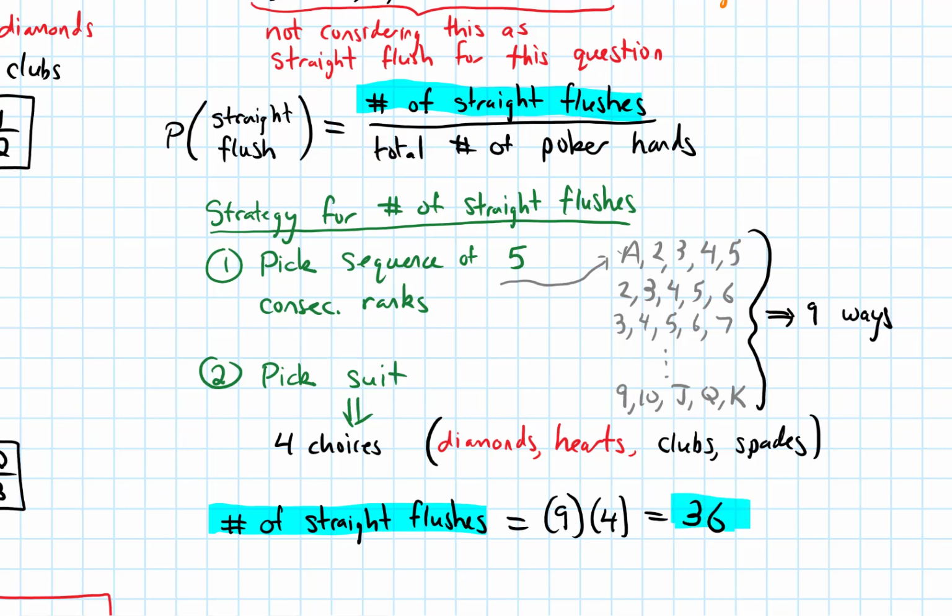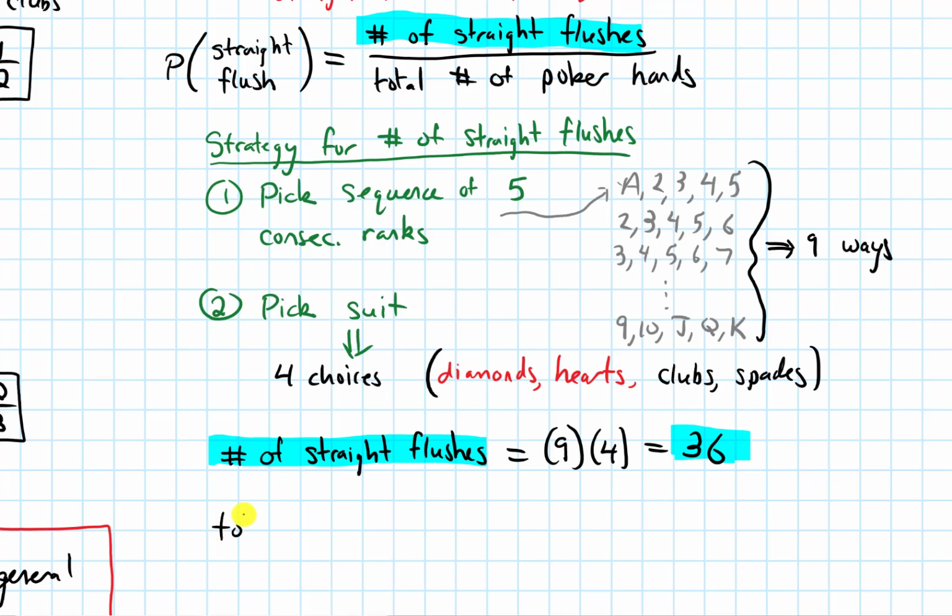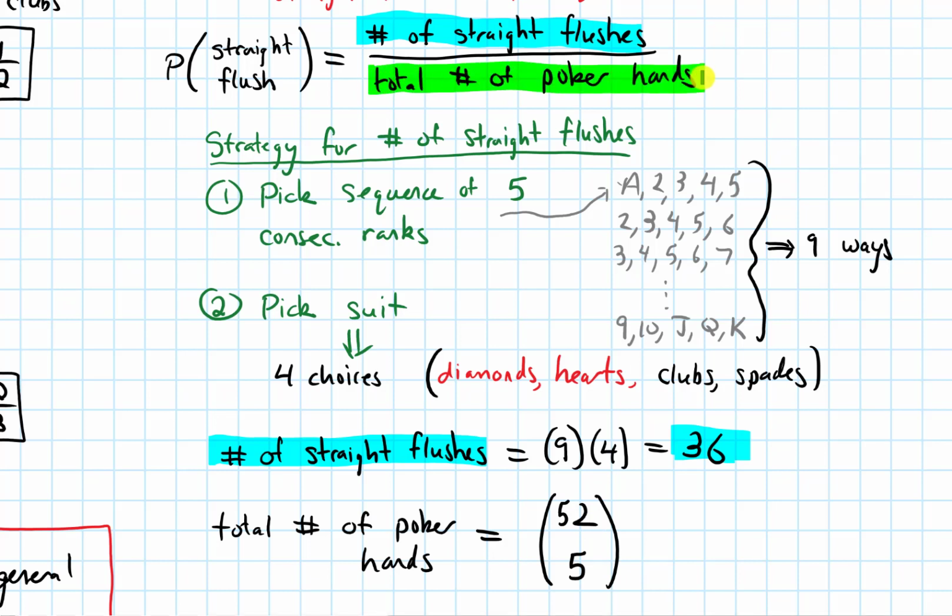So let's find the denominator now, the total number of poker hands. It turns out this is actually easier to find. Total number of poker hands. So with the poker hand, I need to select 5 cards from my deck of 52. And the order in which we pick the cards doesn't matter. So we're going to use a combination. And we're going to be choosing 5 cards, so I'm going to put a 5 at the bottom, from my deck of 52 cards. So we put a 52 at the top. And that is the total number of poker hands. Let's highlight that as well.